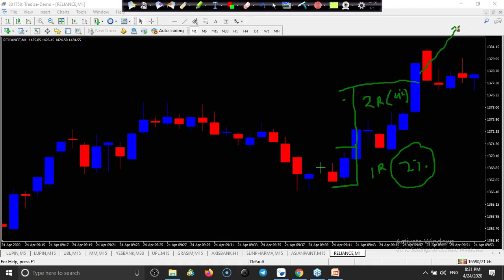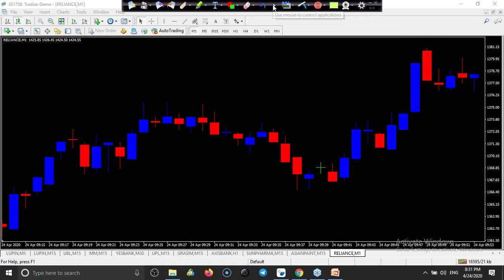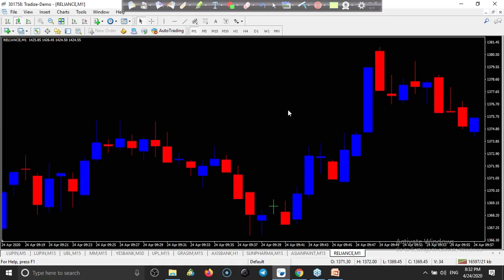People think, hey, it will continue, I would hold for the long term and earn more money. Don't be greedy. Make your trading system, as I told you on the first day, and consistently follow it. Remember, greed will kill you. I told you the three psychological things that always destroy you: greed, hope, and fear.